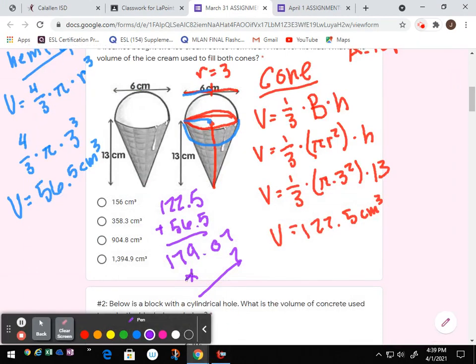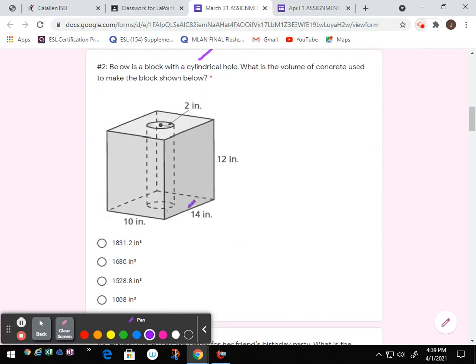Let's go back to our problem. We can see that answer choice B is going to be our closest answer at 358.3 centimeters cubed. All right. So that's question number 1. Let's go to question number 2.